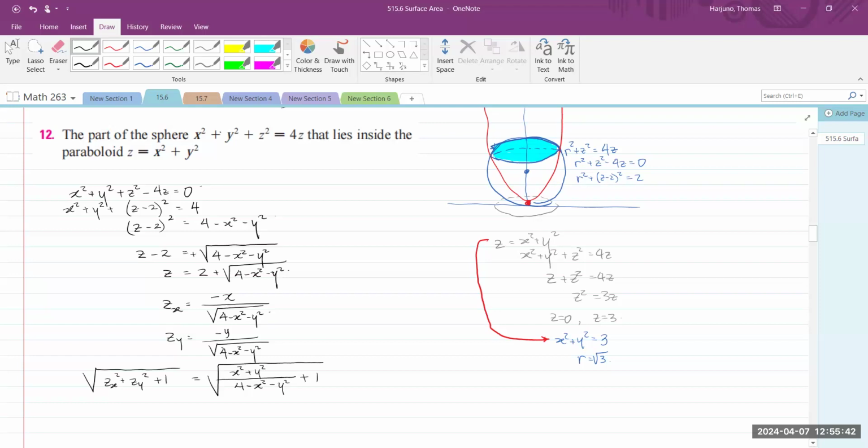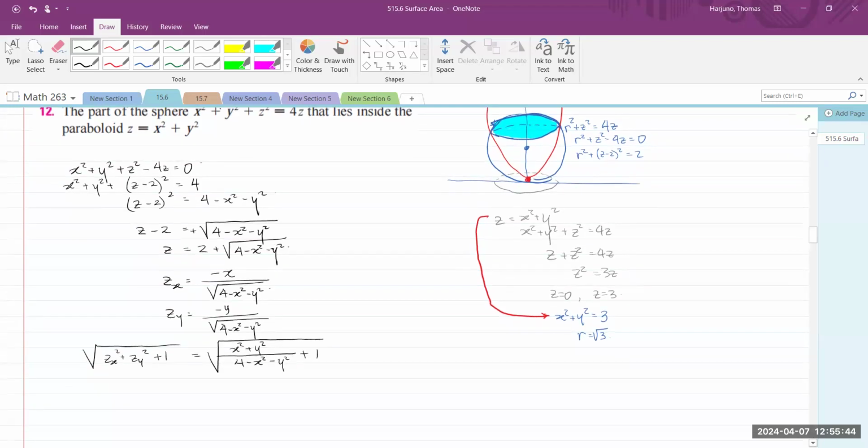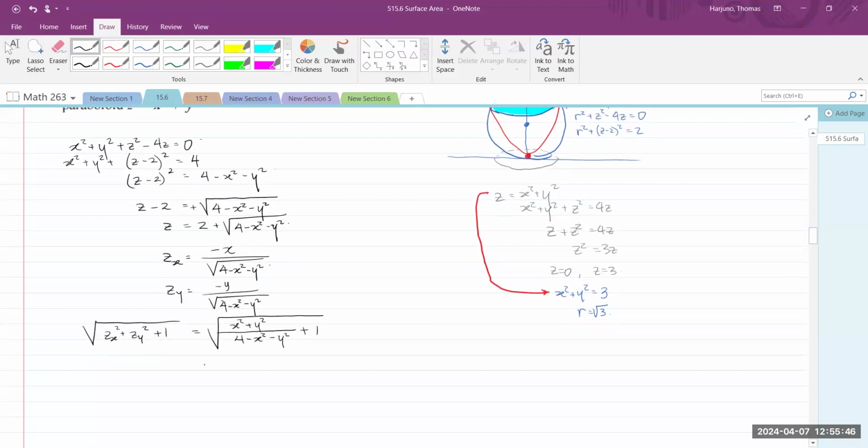And if you combine like terms, do the LCD, then on the top you will get square root of 4 right at the top. You try. And at the denominator, you will get 4 minus x squared minus y squared. Okay, now let me leave it here for now.